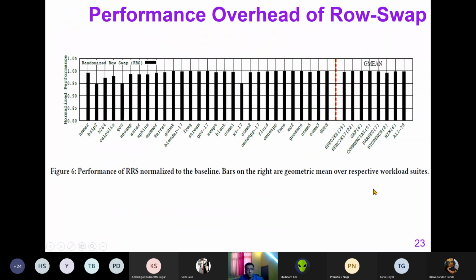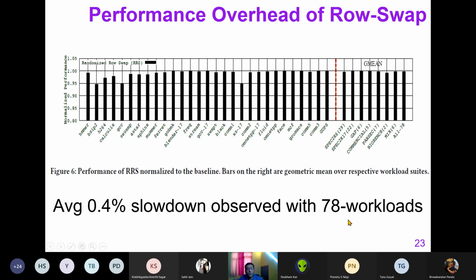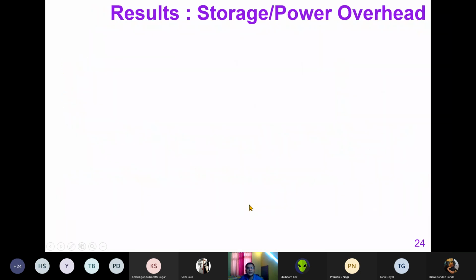Performance overhead of row swap. Here we can see that when they are doing the row swap, on average a 0.4% slowdown is observed over 78 workloads. They are comparing it with the baseline. Baseline means without implementing RRS, and after implementing RRS, what is the performance penalty they are comparing here.